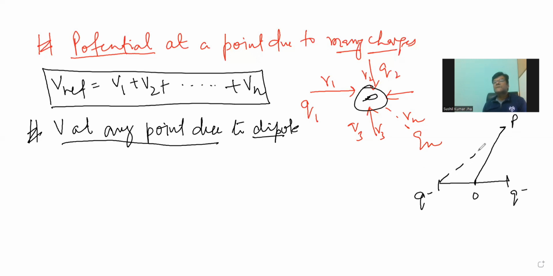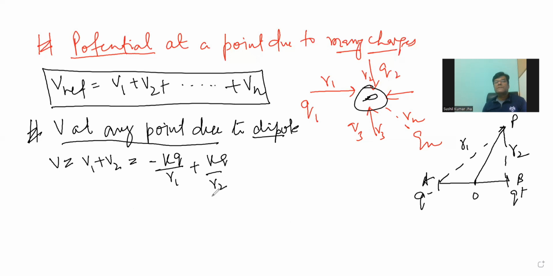If we join P, this is, let's say, A and B. This is R1. The other one, let's say this is R2. So potential at P would be V1 plus V2. When we take V1, due to minus Q charge, it will be minus KQ upon R1 plus, due to plus Q, KQ upon R2.